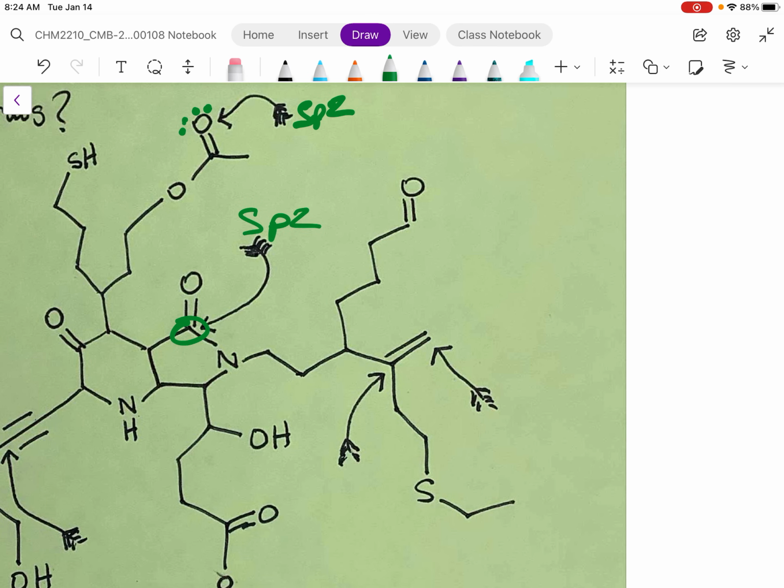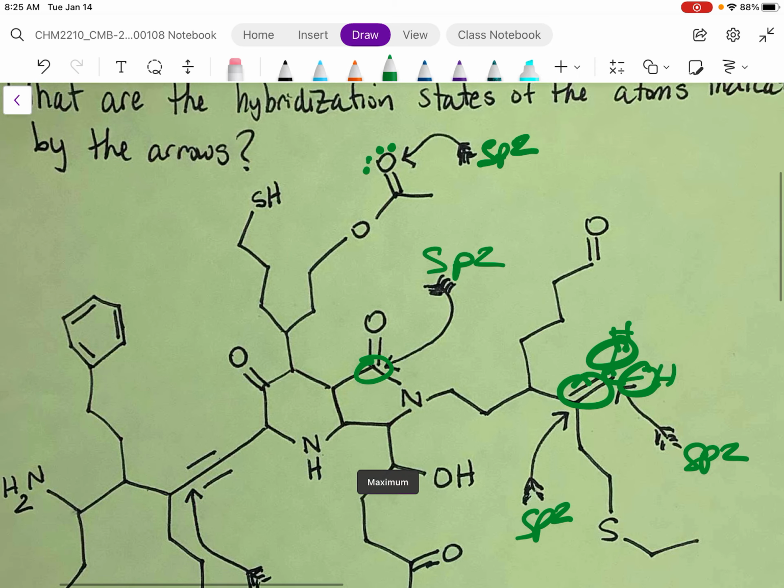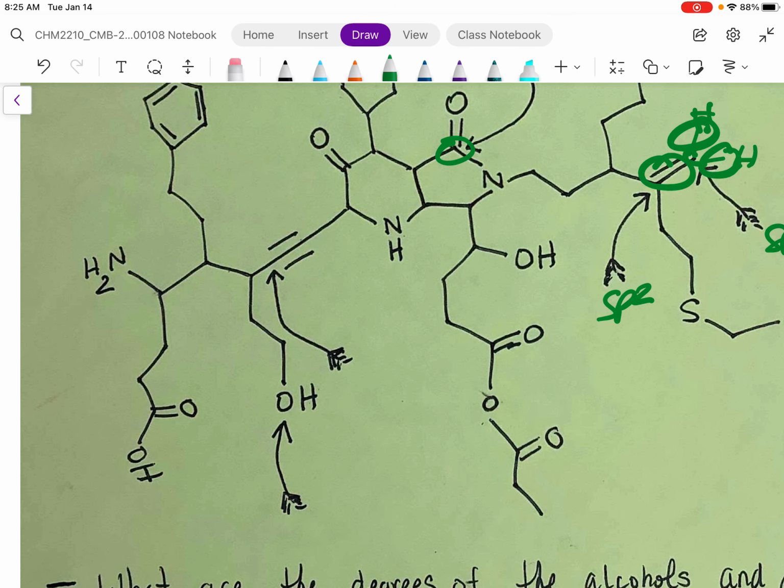How many groups are around this carbon? Well, there's 2 hydrogens that aren't shown. So this carbon right there has 1, 2, 3 groups. Another sp2. sp2. Let's see, did I get anything with other hybridization states there? What about this alkyne? sp. What about this oxygen? sp3. There's 2 lone pairs. There's a bond to the hydrogen and a bond to the carbon. So there's 4 groups around that oxygen atom, making it sp3.